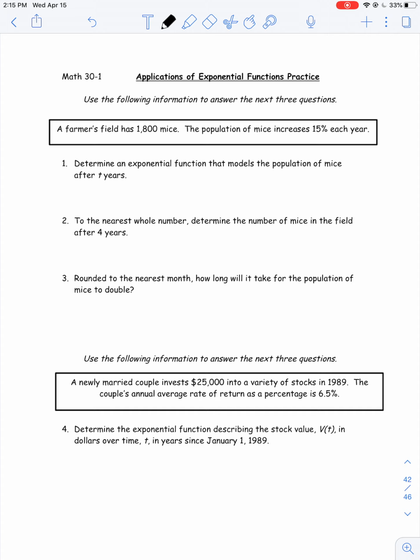A farmer's field has 1,800 mice. The population of mice increases 15% each year. Determine an exponential function that models the population of mice after t years. So we're going to start with this question here.